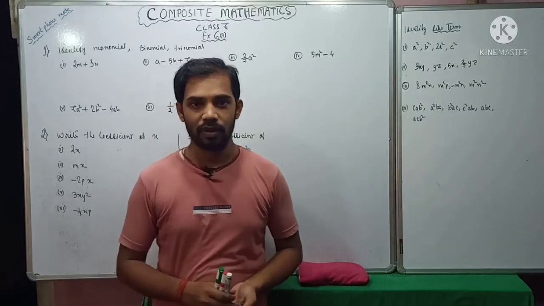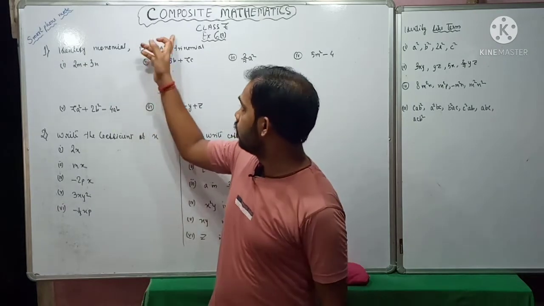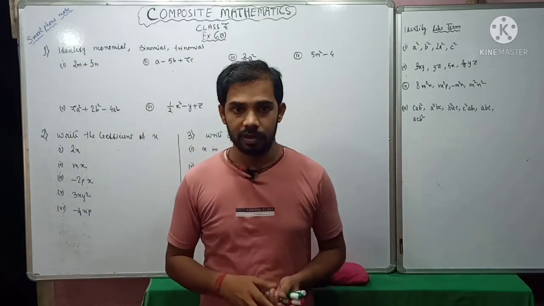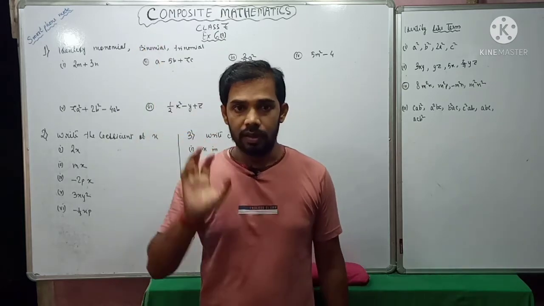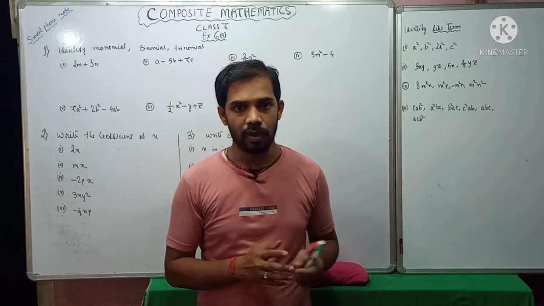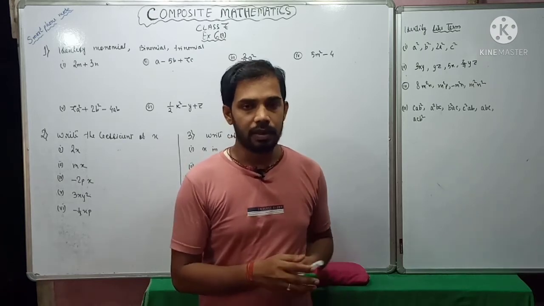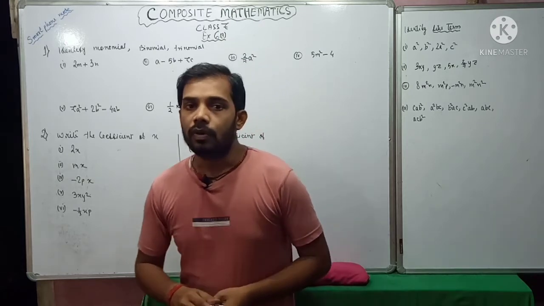So hello students, today we are going to start composite mathematics exercise 6. Our first exercise is 6a. Till now we have discussed what the different types of algebraic expressions are, and in detail we have discussed what algebraic expressions are. If you want to see, you can go and see my previous videos. They are present in the playlist. Now we are going to do the exercise.